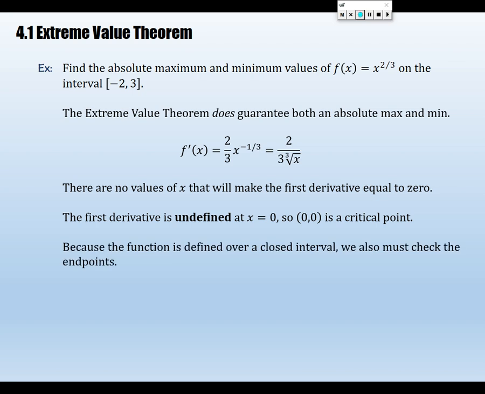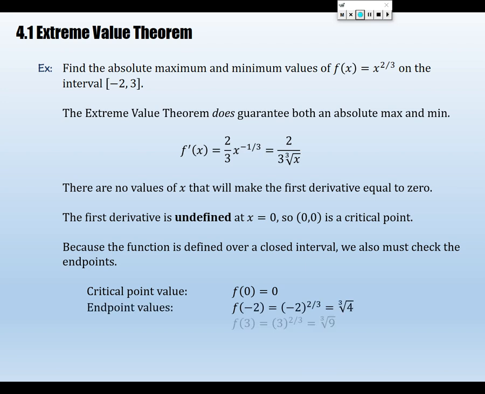But because it's defined over a closed interval, we're also going to check the endpoints. So the critical point, f of 0 equals 0. The endpoints give these values. So those were the only candidates on our list: endpoints and critical points. That's the list of values we have to consider. So let's answer the questions.